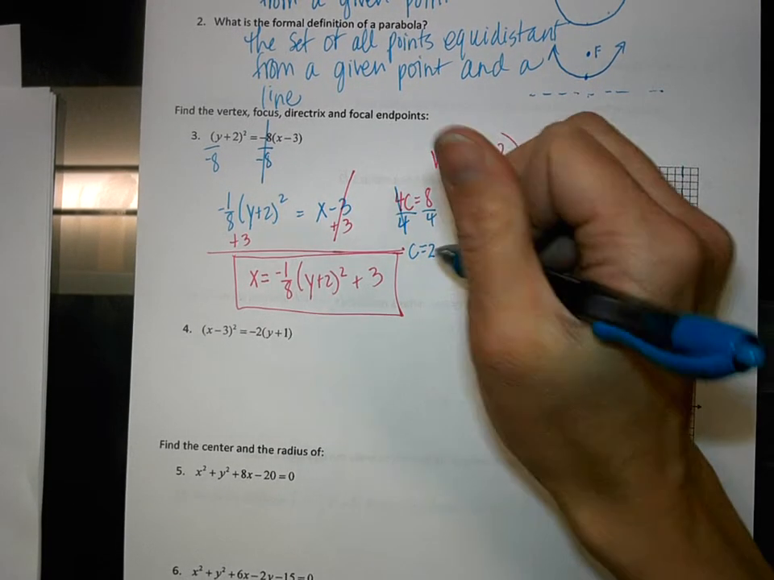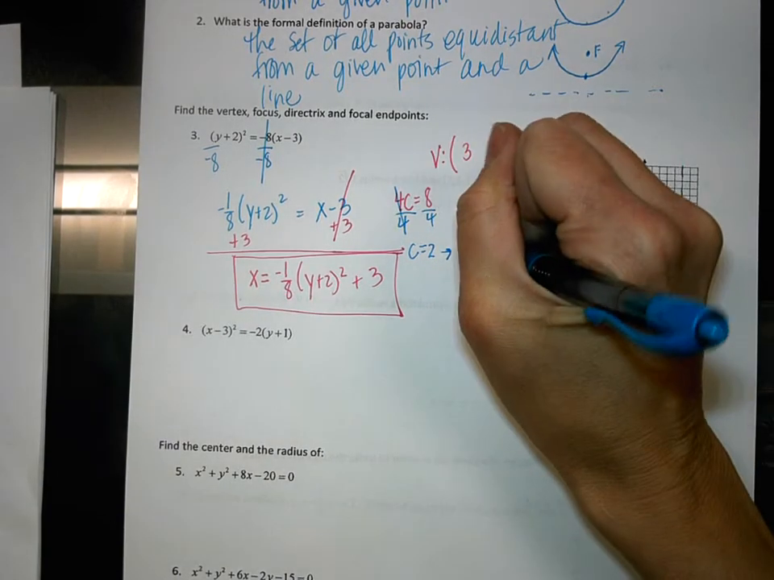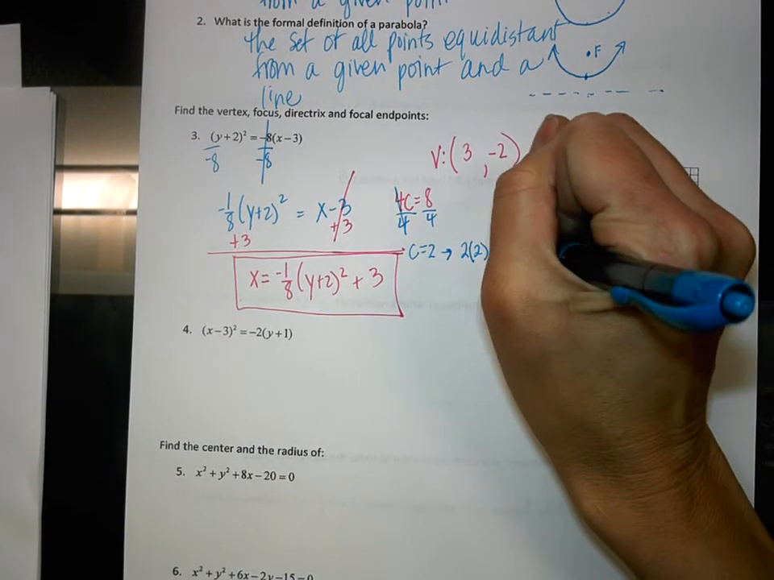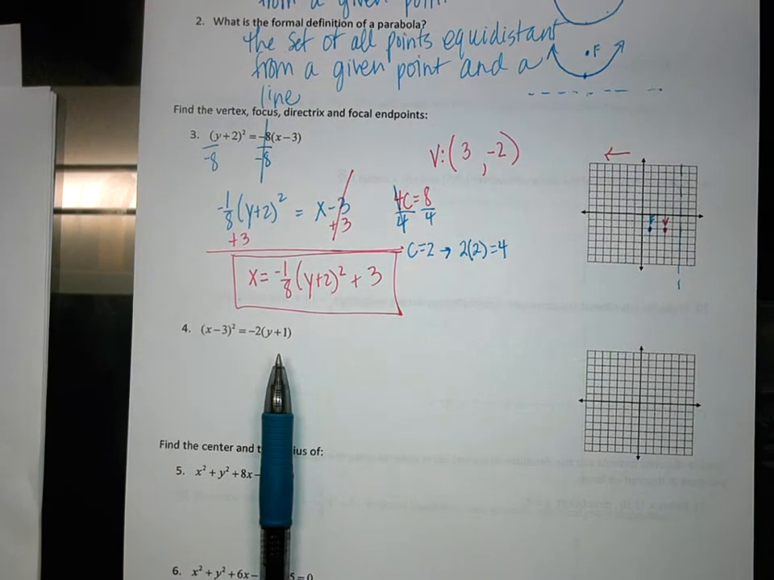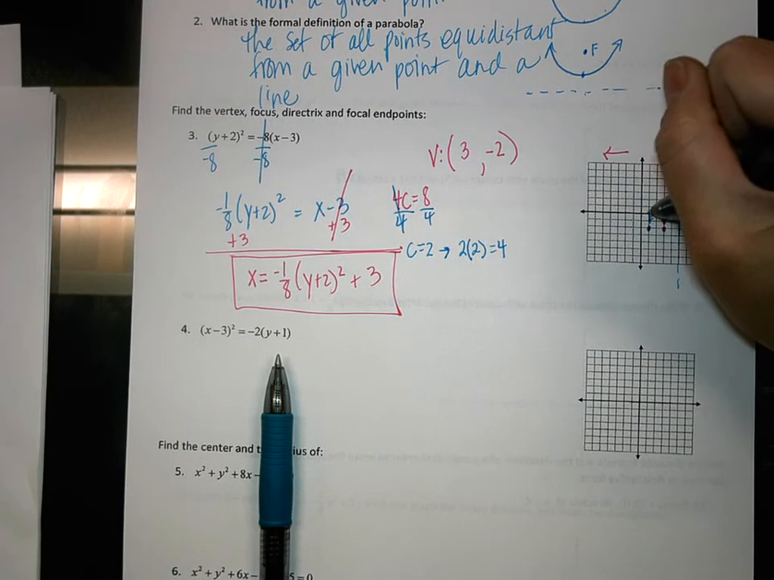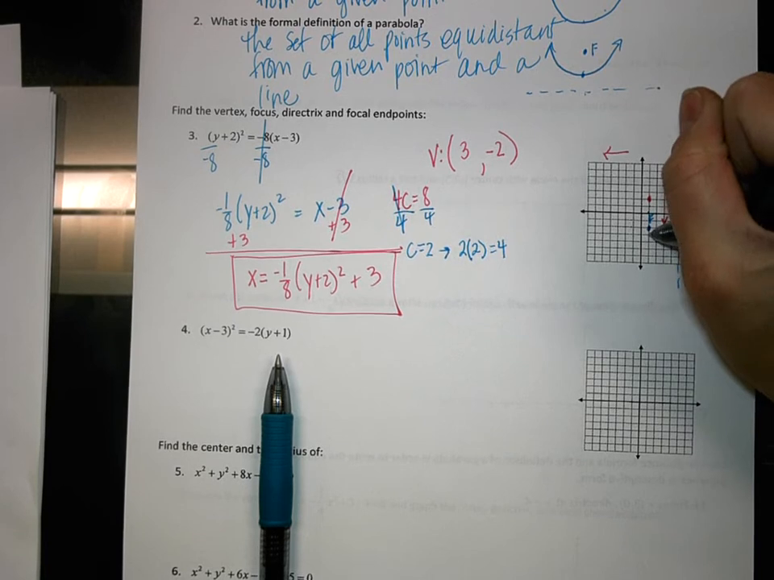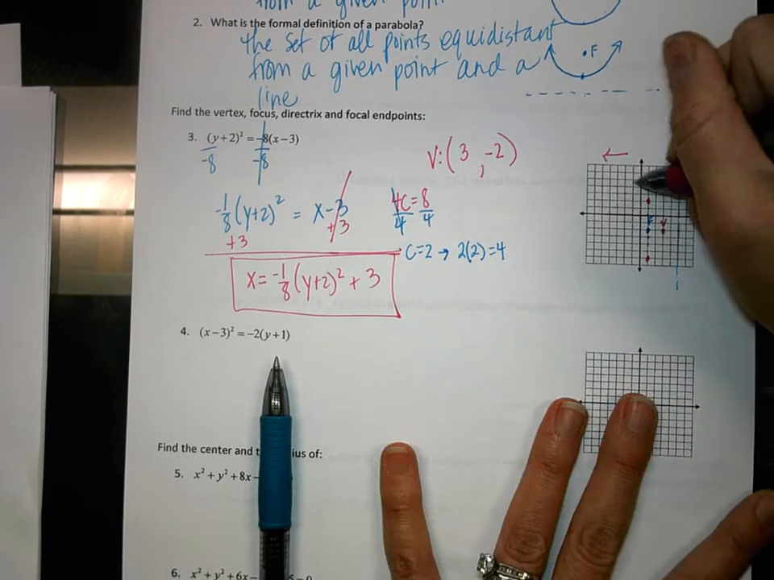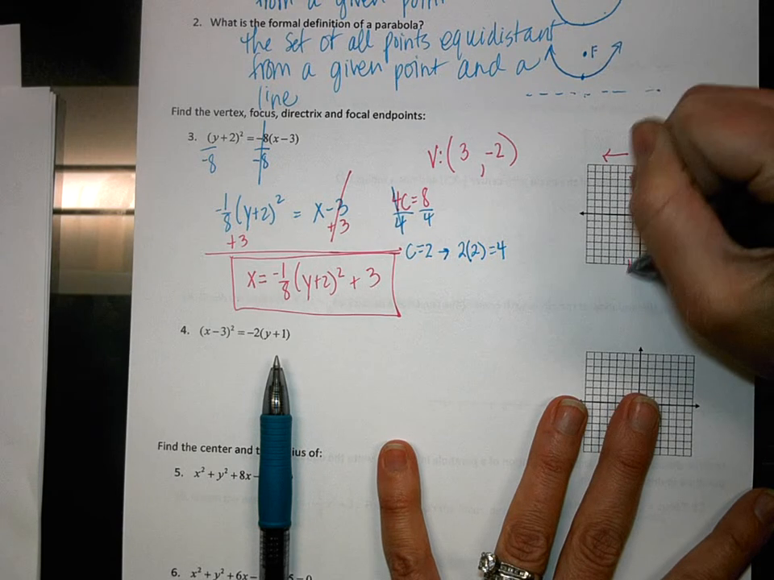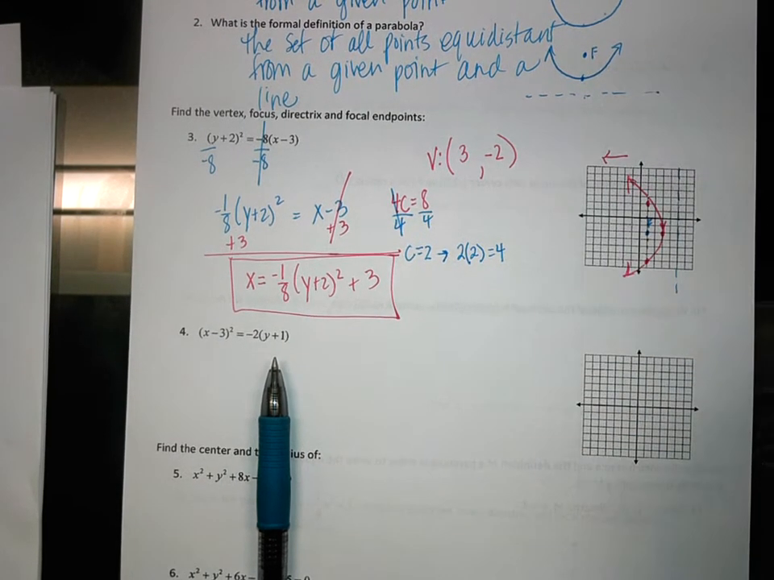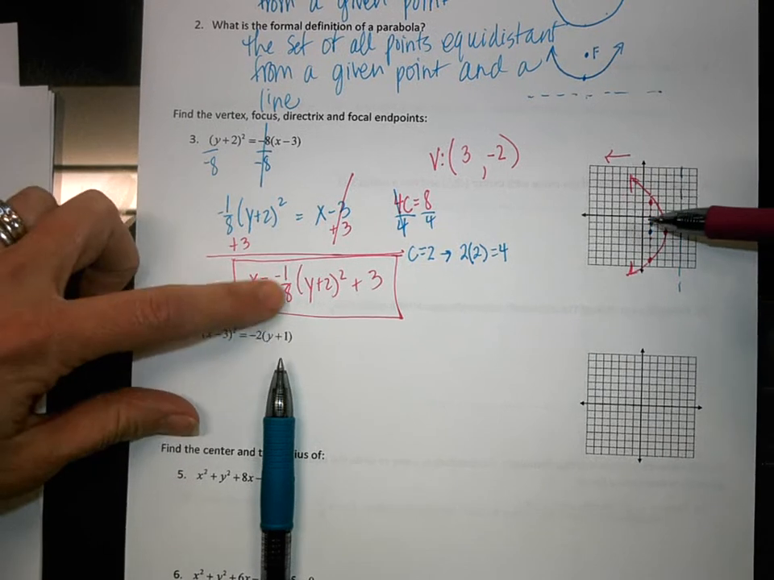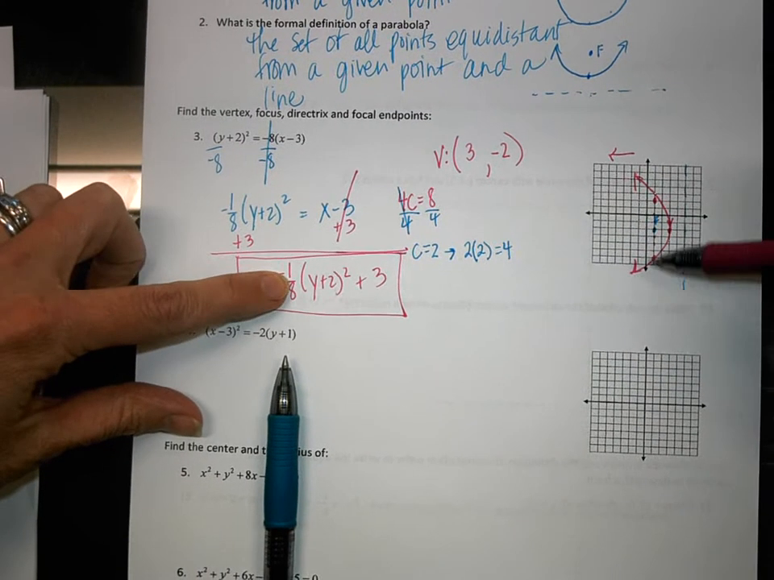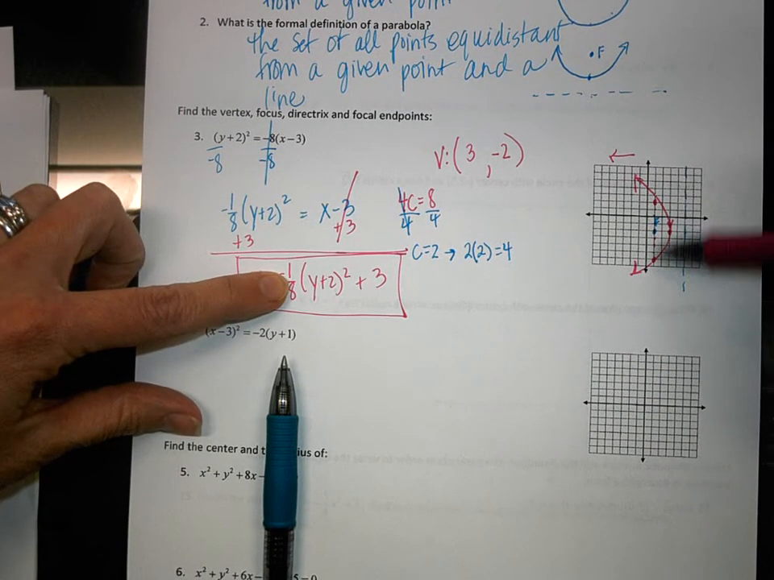Next, whatever this value is, we multiply it by 2. So 2 times 2 equals 4. 4 is the distance I go from my focus up and down. So we're going 1, 2, 3, 4 up, and 1, 2, 3, 4 down. And we can go ahead and draw our parabola now. Also remember this distance here is the reciprocal of this value, which would give you 8. The whole distance here is 8.